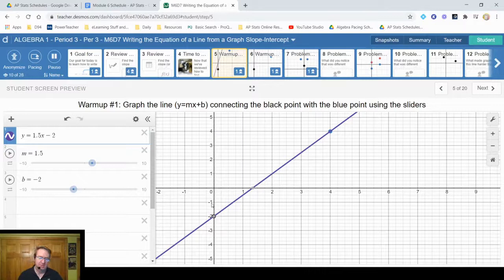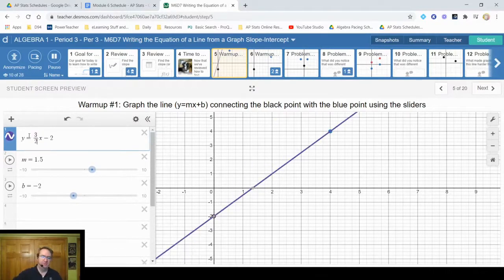So you're going to say, I'm going to go up 1, 2, 3, to the right 2. 3 over 2, guess what? 1.5. If I wanted to, I could even write 3 over 2. So it works. There you go. So that's what we're going to play with. So we're going to manipulate this.